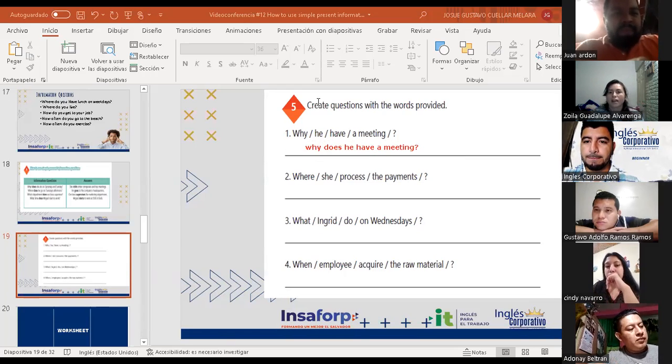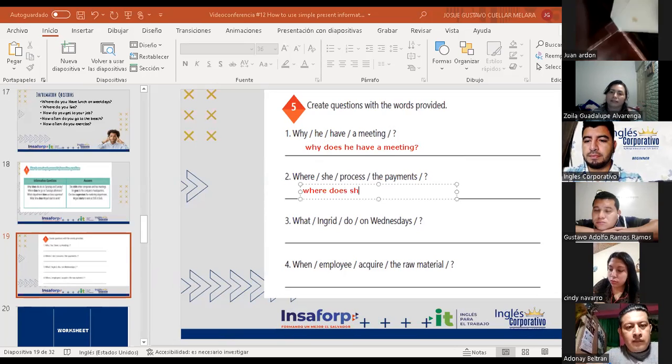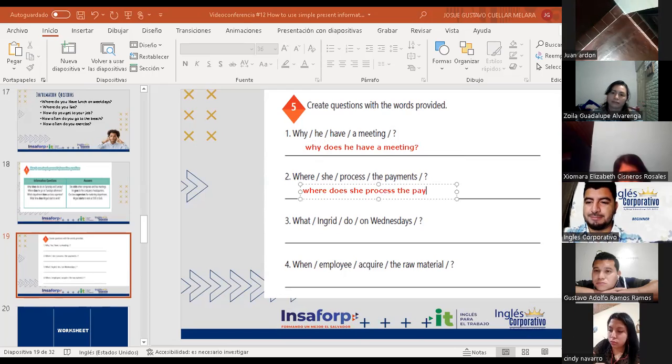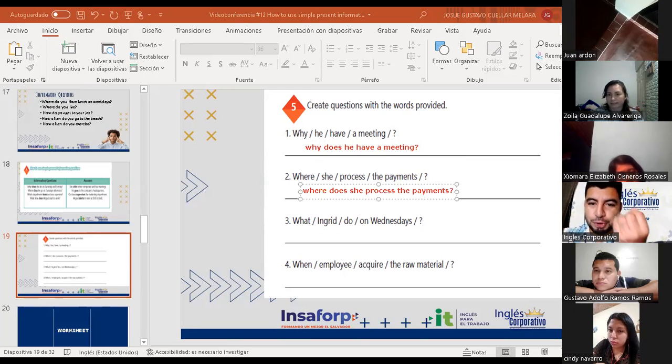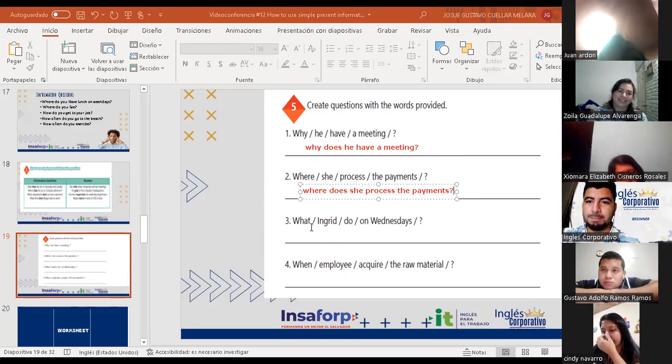What number? Number two. Where does she process the payments? Payments. ¿A dónde procesa el pago? O sea, el dinero con el que les pagan ustedes. Okay, good. Todavía falta para la fecha de pago, recién. Xiomara.